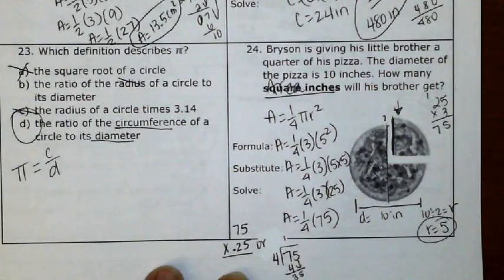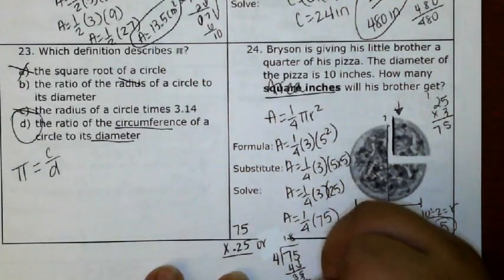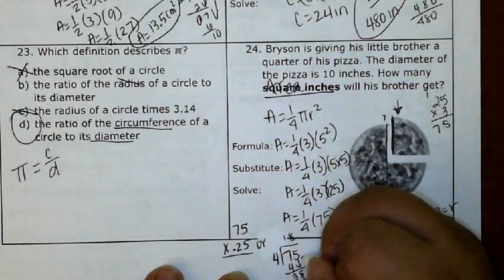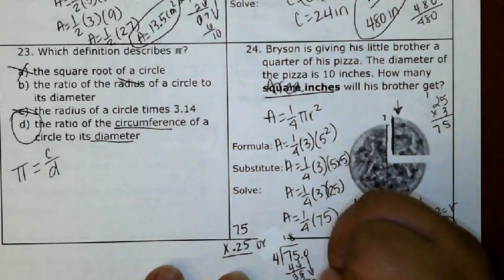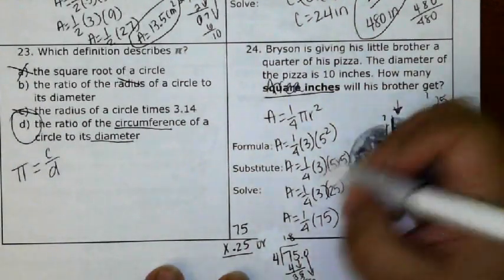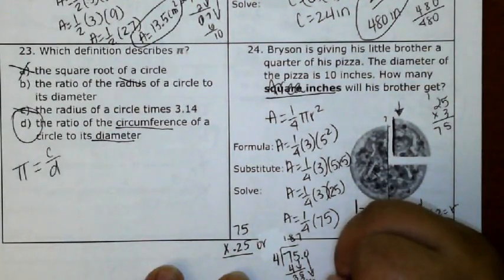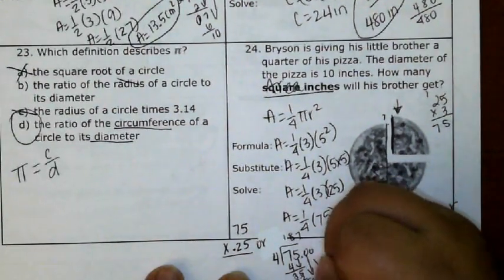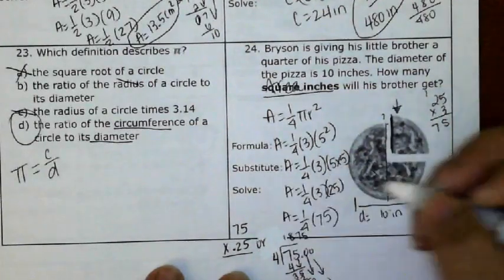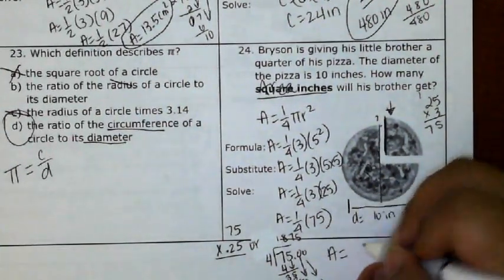Add a decimal and a 0. 4 can go into 30 7 times, that would be 28. I'm running out of space. 30 minus 28 is 2. And that'll be 20, which will be 5. So my final answer, I ran out of space, that was terrible, is 8.75. I know that it's 8.75 because here my decimal goes up. And this is inches squared.